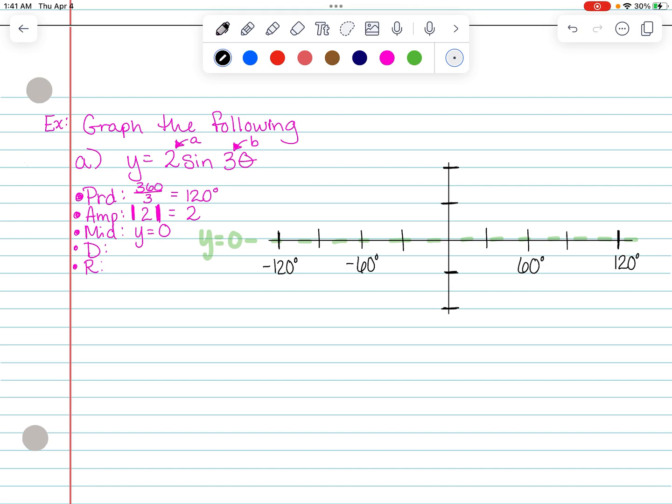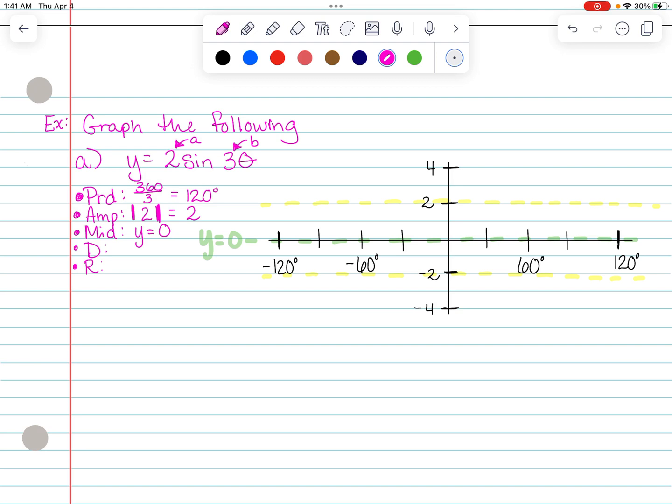And then double the amplitude. The amplitude's 2. Double that is 4. 4 above 0 goes up to 4. 4 below 0 goes down to -4. And I still want to do the half of that as well. Now keep in mind that half of that is my amplitude, above or below the midline more specifically. So my maximum and minimum are going to be 2 and -2. You don't have to draw those yellow dotted lines, but they can help.